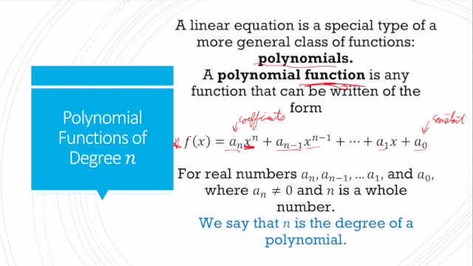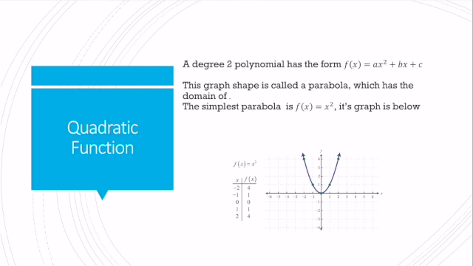Okay? So we say that n is the degree of our polynomial, where n is the largest exponent on our variable. Let me write that down. That's another good way to put it. n is the largest exponent on our variable. Very cool. So, a degree 2 polynomial has the form f of x equals ax squared plus bx plus c. These are also called quadratic equations. Oh, I forgot how to spell it for a second. Quadratic equations. And what's important about quadratic equations is the shape is always going to be a parabola.